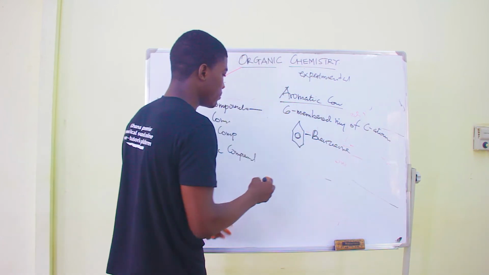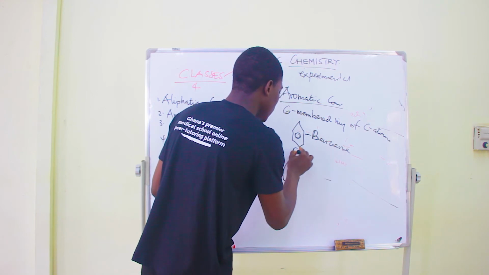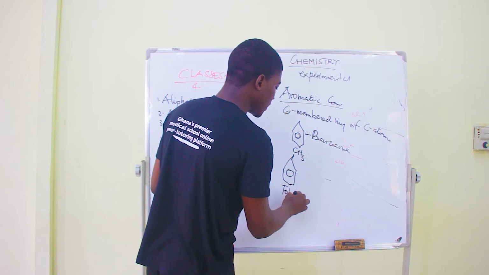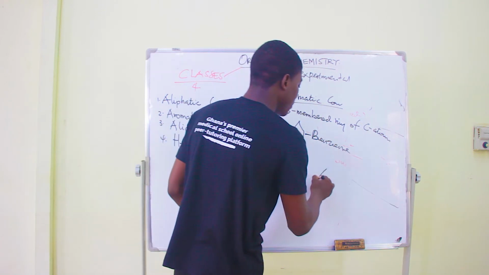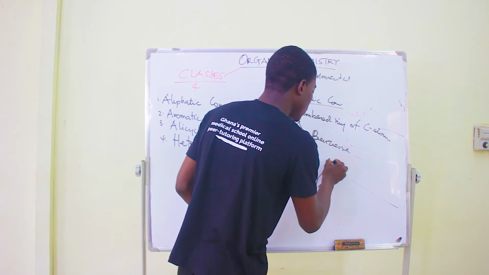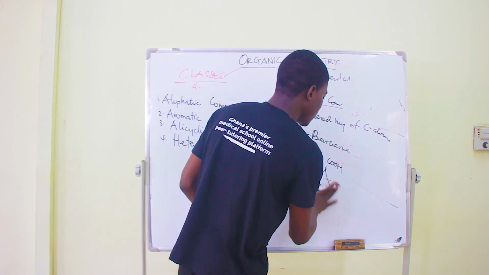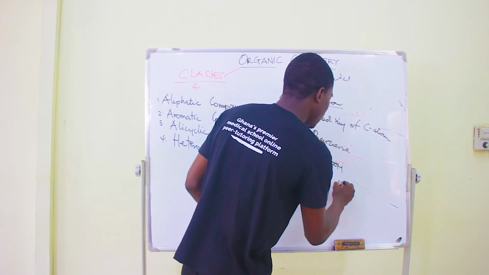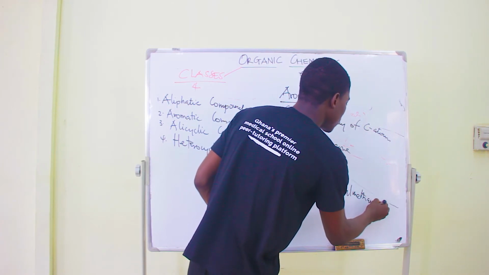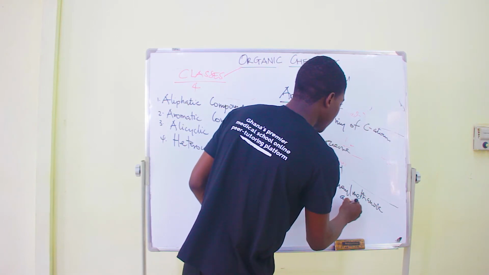Now let me give you an example. An example is this compound called toluene, CH3. Toluene is an organic compound. Another example is a compound with another functional group, the COOH functional group. This compound is called phenylmethanoic acid, or benzoic acid. These are all aromatic compounds, right?